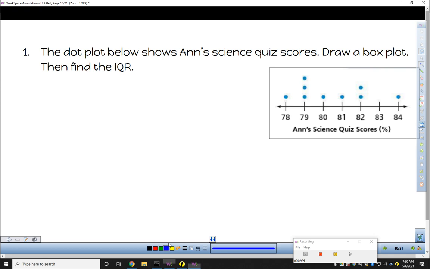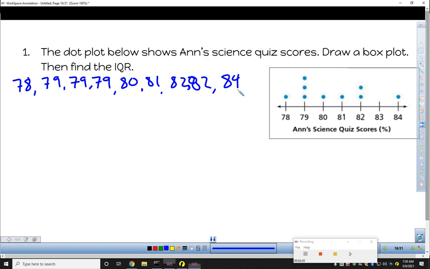So what I am going to help you get started with is on a dot plot, each of these dots is a quiz score. So she had 78, she had 3 79s, she had 80, 81, 2 82s, and an 84. Do you need to write the numbers out like that? No, you could probably just use the dot plot, but I prefer to have them written out in a line.